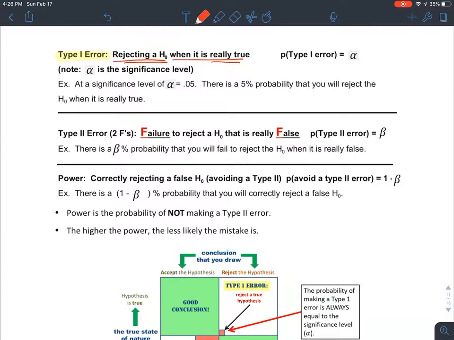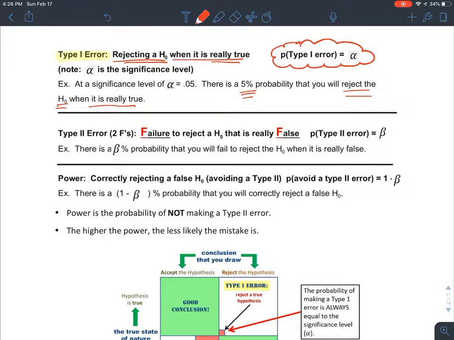Okay? And what you're going to need to be familiar with on the AP test is the probability of committing a type 1 error is whatever the alpha level is set at, whatever your significance level is. So for example, at a significance level of 0.05, that means that you have a 5% chance that you are going to reject a null hypothesis when the null hypothesis was in fact true. Okay? So that's kind of easy to know that whatever your alpha level is, that's really the odds of you committing a type 1 error.